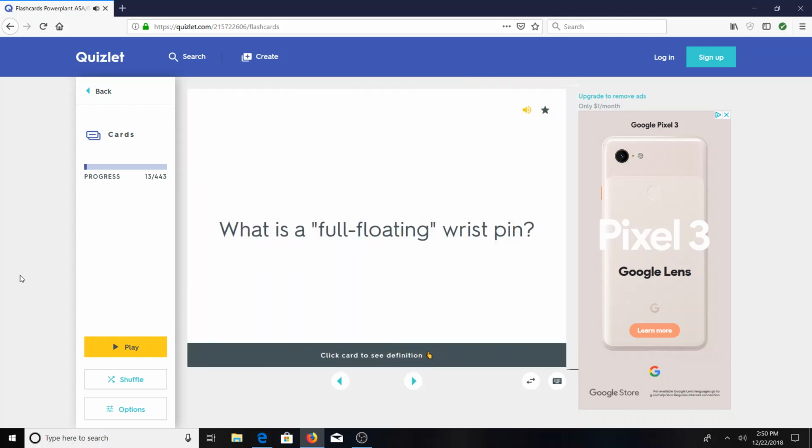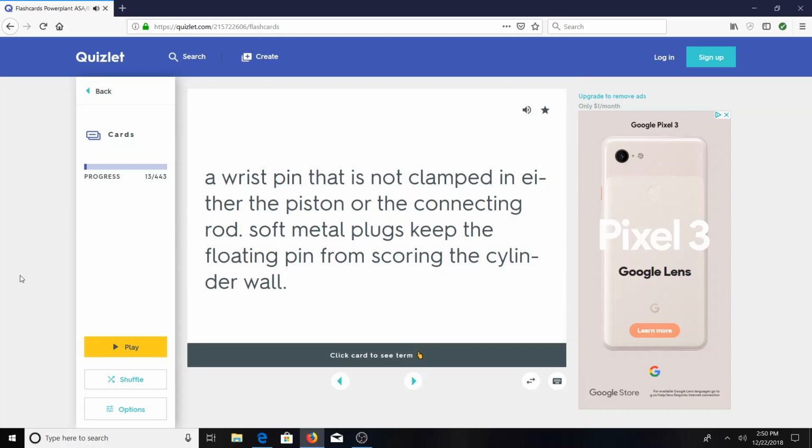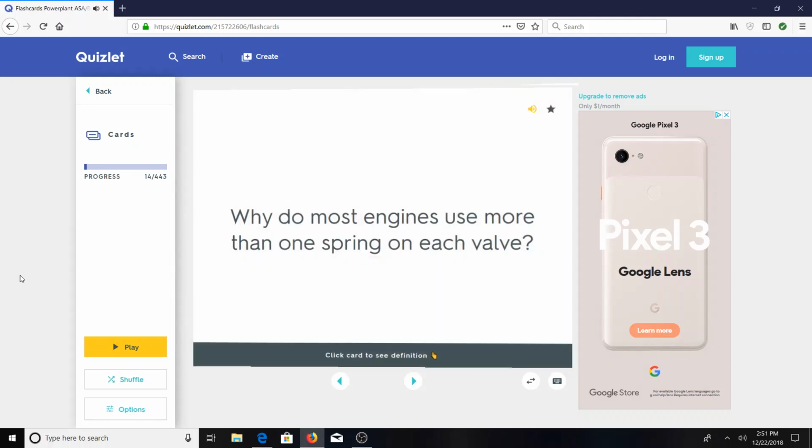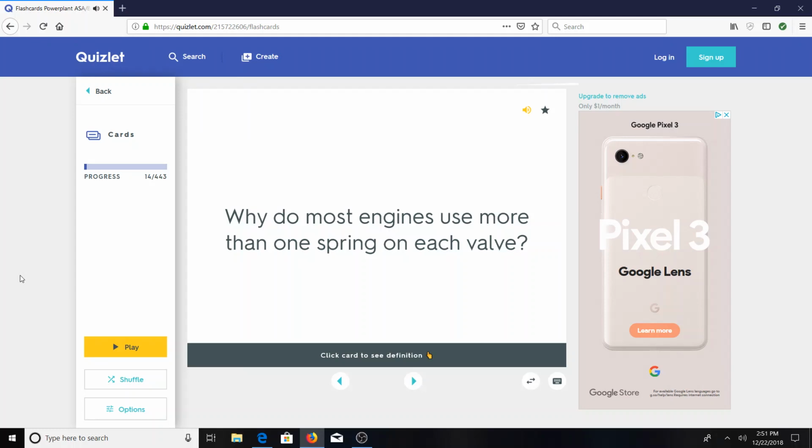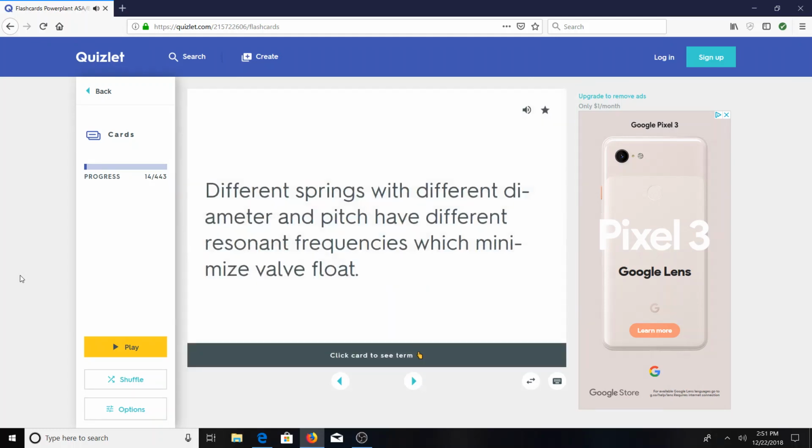What is a full floating wrist pin? A wrist pin that is not clamped in either the piston or the connecting rod. Soft metal plugs keep the floating pin from scoring the cylinder wall. Why do most engines use more than one spring on each valve? Different springs with different diameter and pitch have different resonant frequencies which minimize valve float.